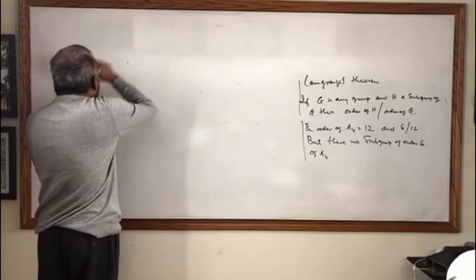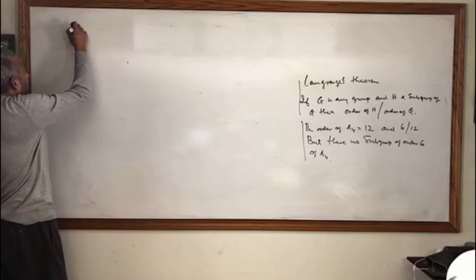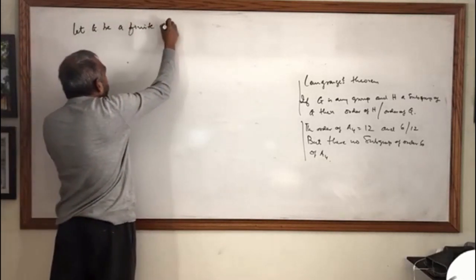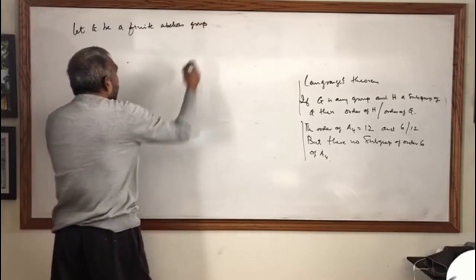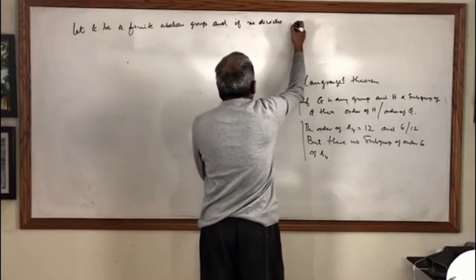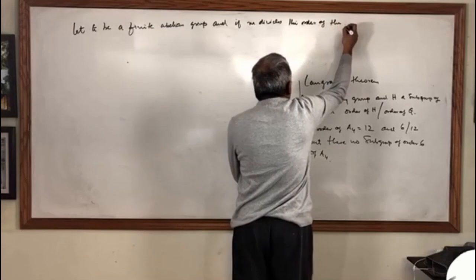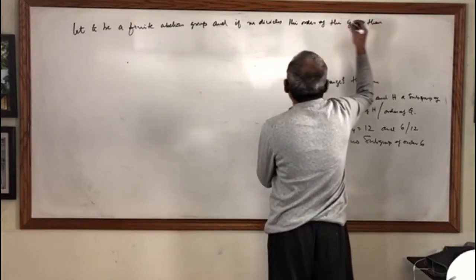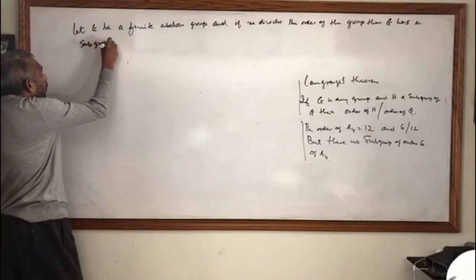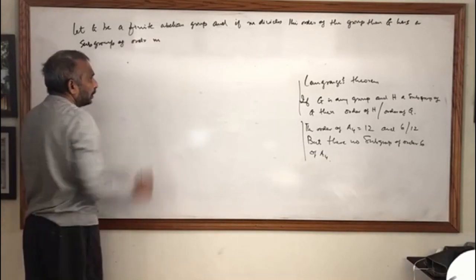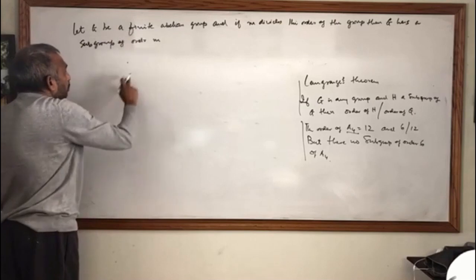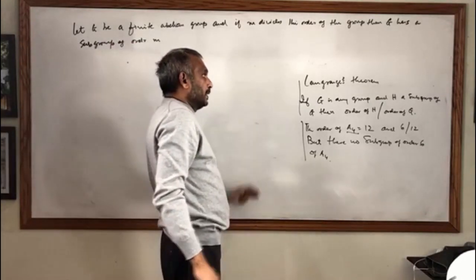But in the case of a finite abelian group, let G be a finite abelian group and if m divides the order of the group, then G has a subgroup of order m. See, in this case, A4 is not an abelian group. Here, this is in a finite abelian group. If it's a finite abelian group, the converse of Lagrange's theorem is true.